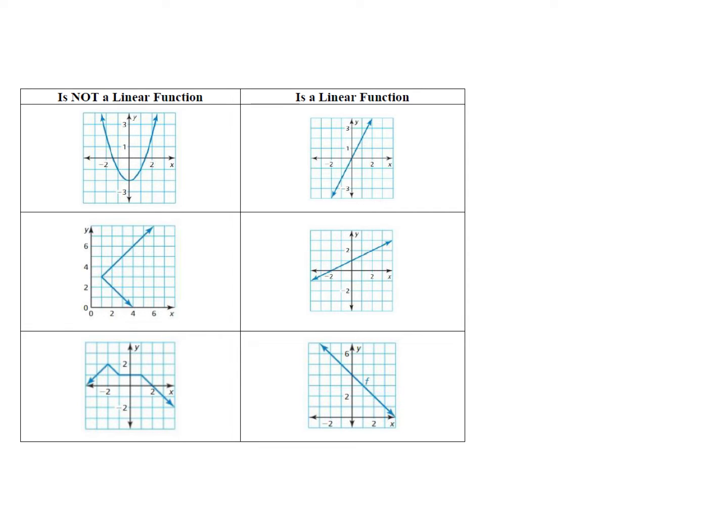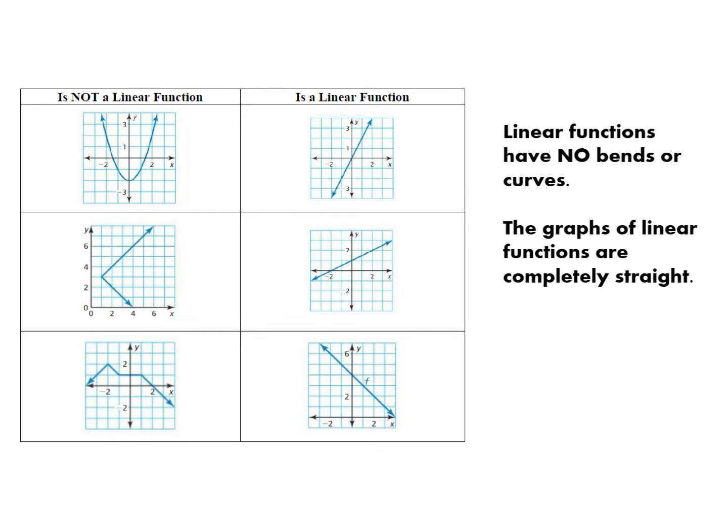So right here, I've given you examples of what's not linear and what is linear. What do you see that they have different from each other? What do the linear functions have in common? Have you figured it out? Well, linear functions have no bends or curves. The graphs of linear functions are completely straight. So that should be an easy one to identify.